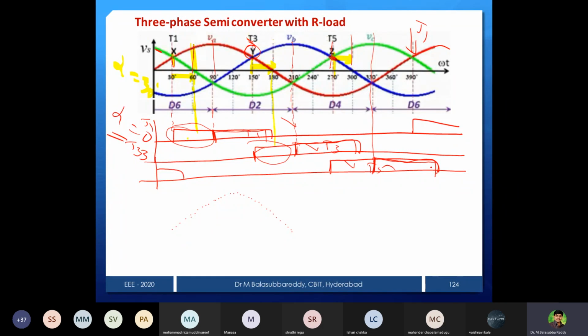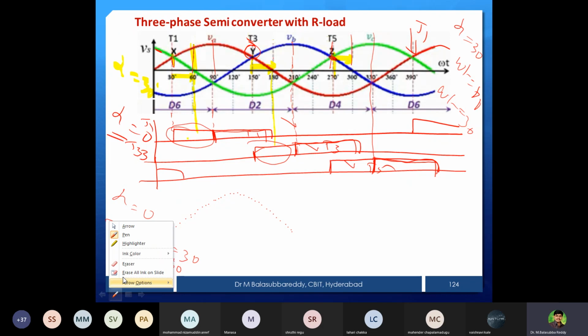So from this, alpha is equal to 30 degrees means omega t is equal to 60 degrees. That means omega t is equal to 30 degrees, then alpha is equal to 0 degrees. That is the only difference. Alpha is equal to 30 means omega t is equal to 30 plus 30, so that means 60 degrees, like this. So this is the way we have to represent.